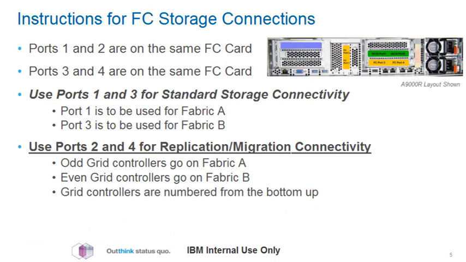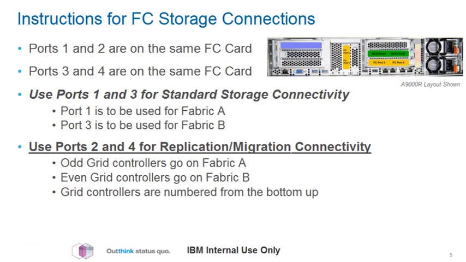On slide 6 are the general instructions for the Fibre Channel storage connections. The picture on the slide labels the Fibre Channel ports and the iSCSI ports with port numbers. That's to make it easy so that you can plan your physical cabling. That is the A9000R shown there. Ports 1 and 2 are on the same Fibre Channel card, and ports 3 and 4 are on the same Fibre Channel card as shown in the picture.